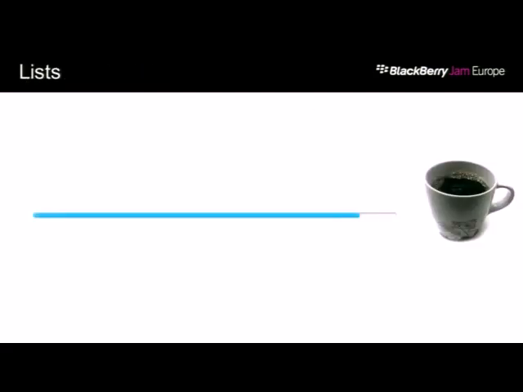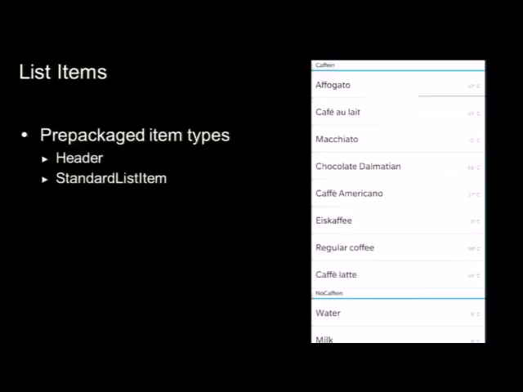So let's go to lists. If you want to display something in a list, you go ahead and use the list view control that comes with Cascades. And with Cascades, you also have two out-of-the-box list items with predefined appearances. The first one is the standard list item component. This is the white list item that you can see here.